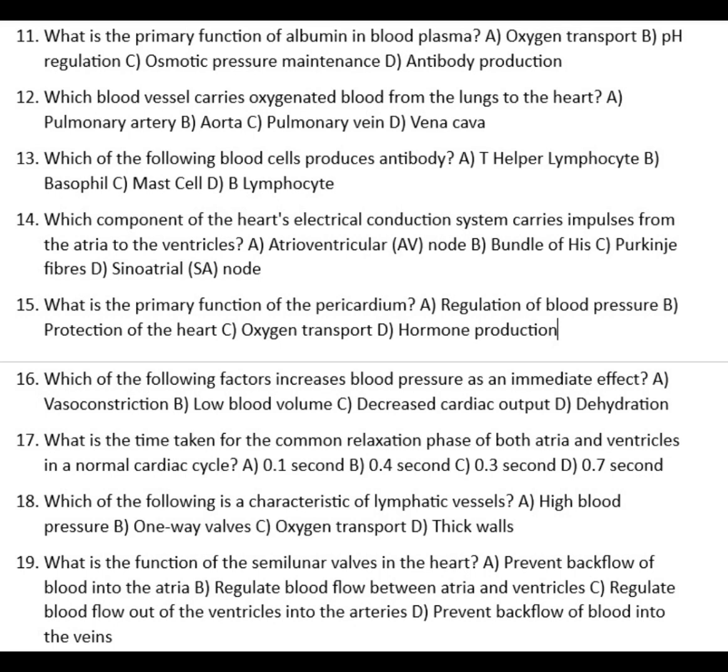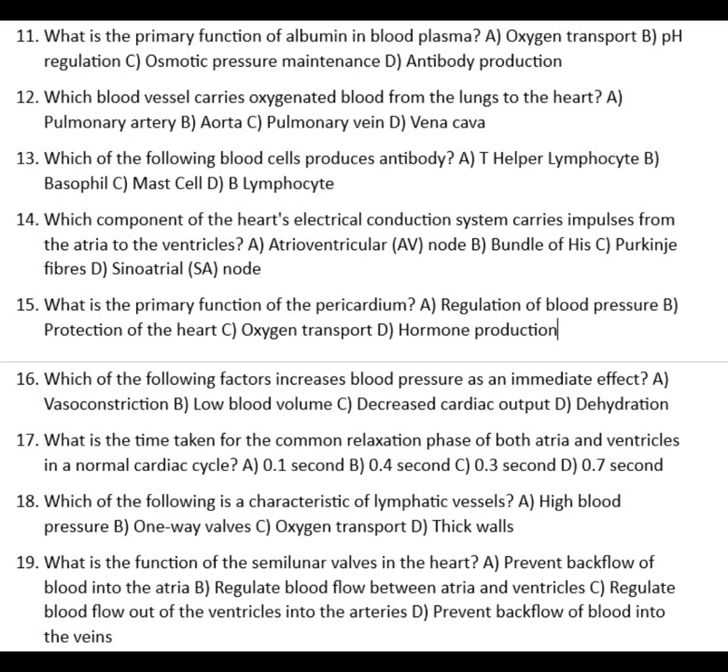15. What is the primary function of the pericardium? A. Regulation of blood pressure. B. Protection of the heart. C. Oxygen transport. D. Hormone production. 16. Which of the following factors increases blood pressure as an immediate effect? A. Vasoconstriction. B. Low blood volume. C. Decreased cardiac output. D. Dehydration.